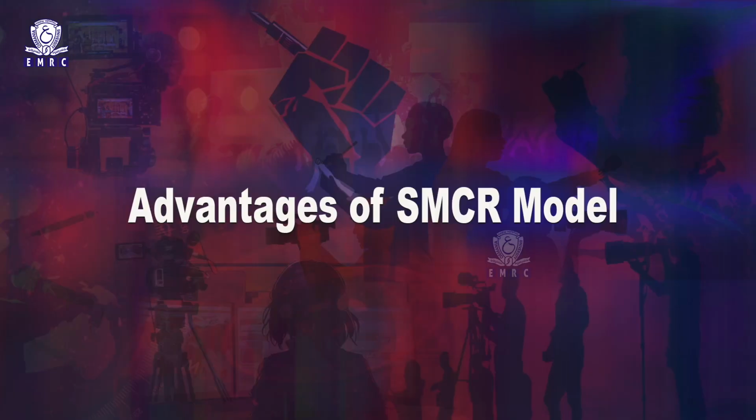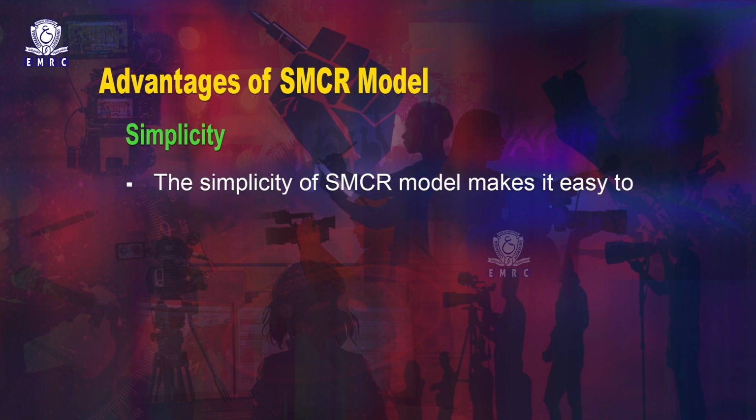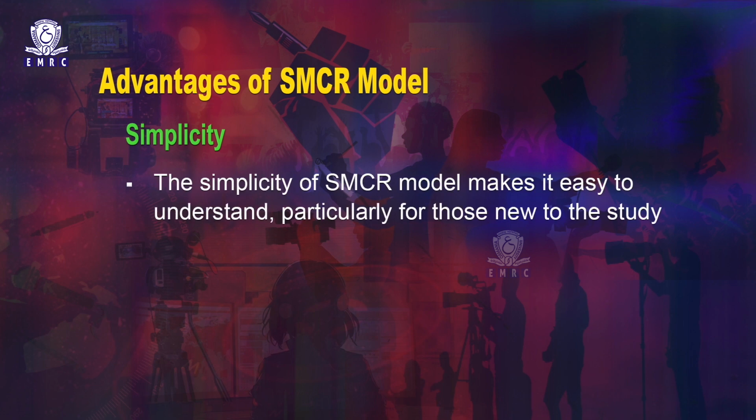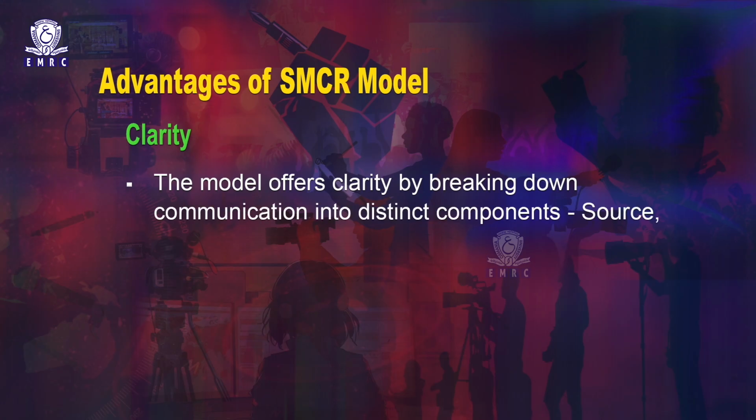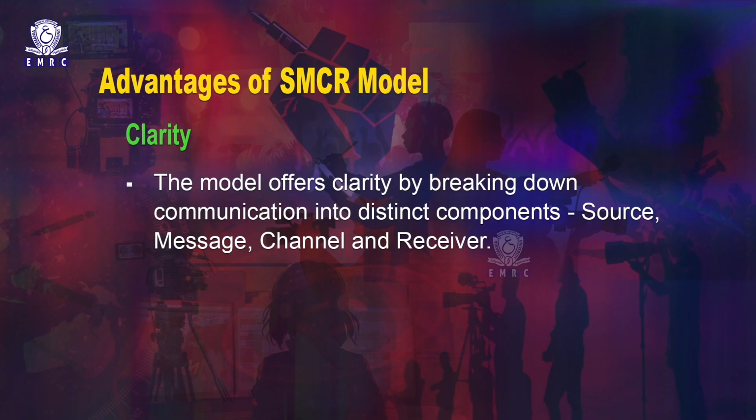Advantages of the SMCR model. Simplicity. The simplicity of the SMCR model makes it easy to understand, particularly for those new to the study of communication. Its straightforward representation of the communication process helps provide a basic framework for grasping the essential elements. Clarity. The model offers clarity by breaking down communication into distinct components: source, message, channel and receiver. This clarity can be helpful for beginners in communication studies to comprehend the basic structure of a communication event.